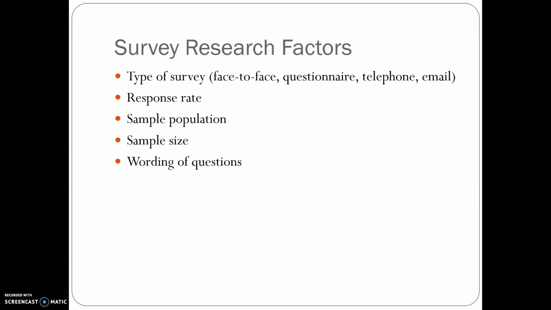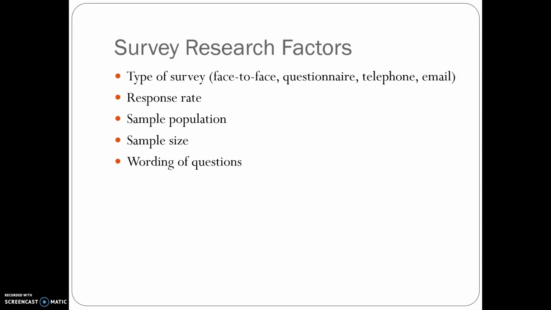Let's talk about the factors involved in survey research. The type of survey and how it's conducted will influence the results that are gathered. If it is a face-to-face survey, you're going to have very different results compared to an email or telephone survey. People will just not answer the phone if they don't recognize the number. People will not want to click on your email survey and fill it out if it's voluntary, whereas when it's face-to-face, you're more likely to get a result, for example. The response rate is influenced by the type of survey.